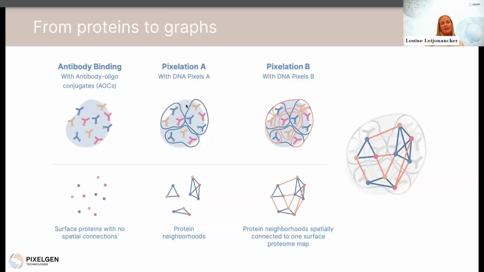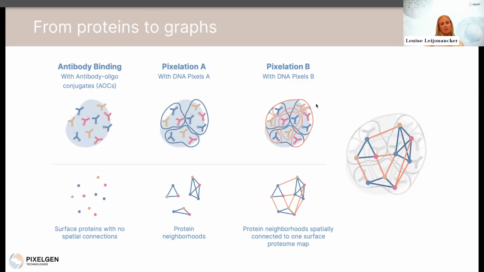And in pixelation A, we add our reagent that's called the DNA pixels A. And that can bind to a couple of antibodies that are in proximity and give them a spatial tag. So all of these 4 antibodies got the same spatial tag, these 3 got the same spatial tag, and these 3. So you're getting these protein neighborhoods.